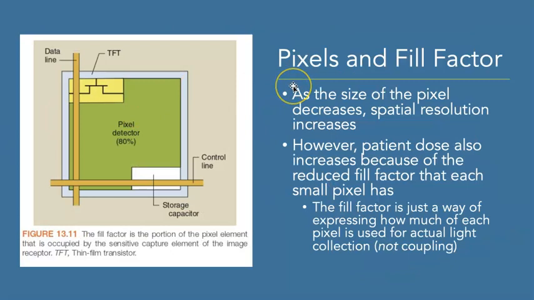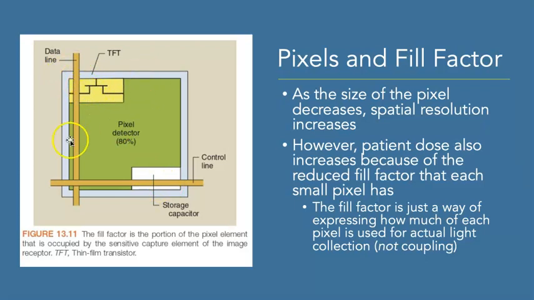So we have what's called a fill factor. So as the size of the pixel decreases, or as these things get smaller, spatial resolution increases. However, patient dose also increases because of the reduced fill factor that each small pixel has. So imagine you have this size of a pixel or detector element, and we can use this much area, 80% of the entire thing we can use to actually get anatomic information. The rest of it has to go to these capacitors and the TFTs and so on.